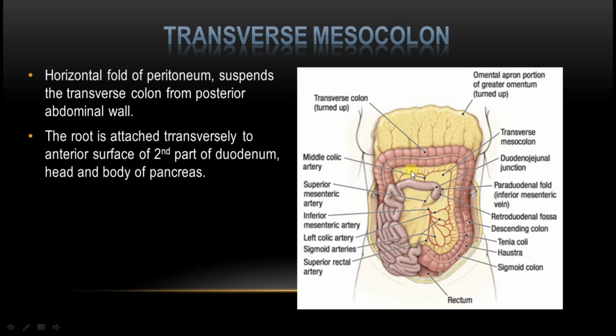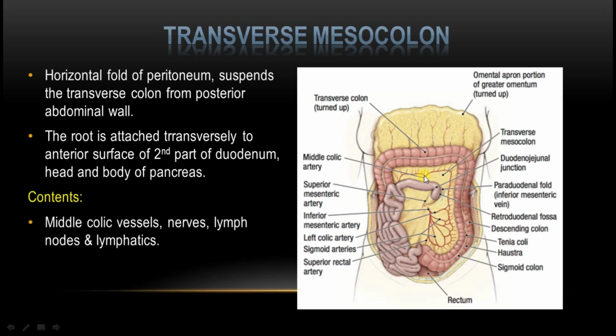So here you are able to see the transverse mesocolon, and within that we have the middle colic arteries, middle colic vessels, which divide into right and left branches, mainly supplying the transverse colon. Middle colic artery, again, is a branch of the superior mesenteric artery.